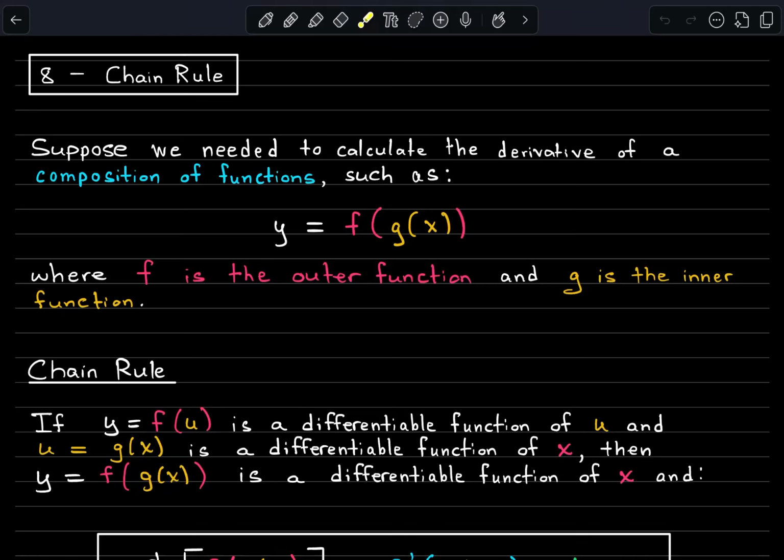Okay, welcome to lecture 8 for Calculus 1. This is going to be about the chain rule for derivatives.